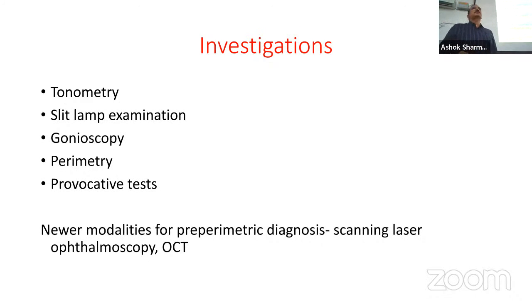Now, what investigations would you like to do to confirm that it's glaucoma or something else? Tonometry is a method by which we measure the pressure. I again repeat, it is one of the factors in glaucoma and not the only factor. It may be normal. There are various ways to measure intraocular pressure. Slit lamp examination is very important. Gonioscopy, we measure the angle. Perimetry is where we document the visual fields. Then there are provocative tests, not performed much nowadays. And newer modalities, which are not subject dependent, not patient dependent, not doctor dependent, are scanning laser ophthalmoscopy or OCT.